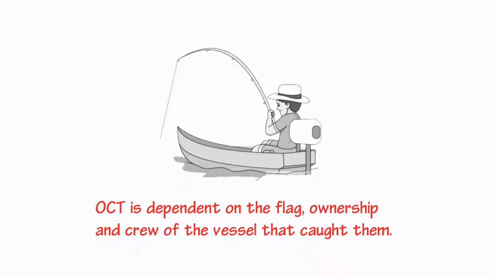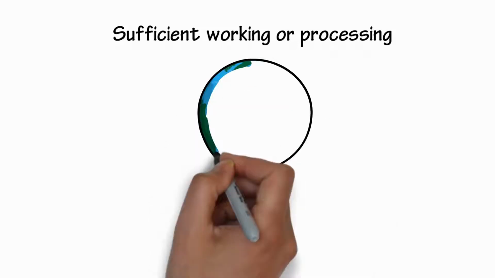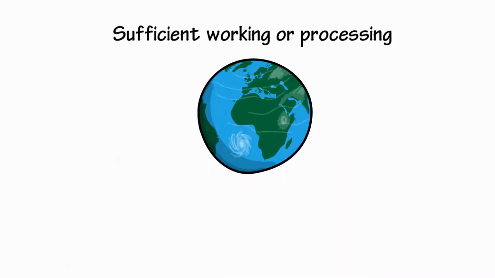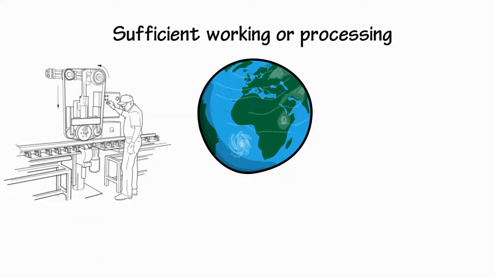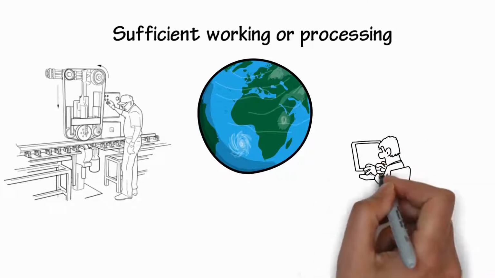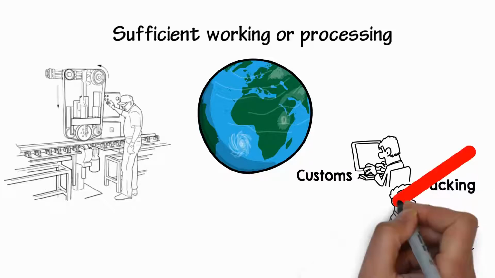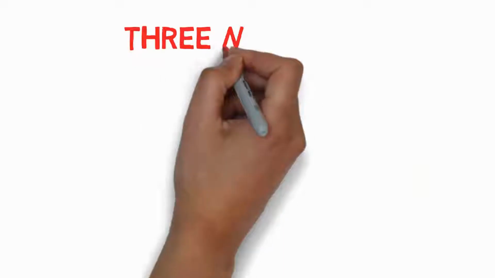Sufficient working or processing. Increasingly in today's world, many products are not produced in a single country. In such cases, OCT origin can only be given to goods that have undergone a genuine processing during its manufacture on the islands. Simple operations such as repacking, cleaning, labeling, or simple screwdriver operations will not be sufficient to confer OCT origin.